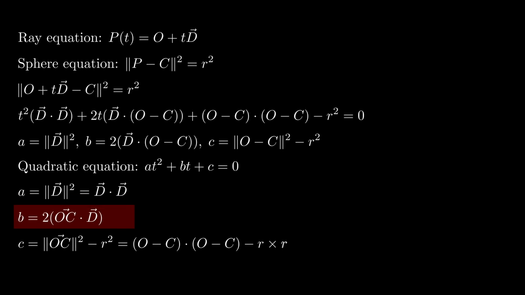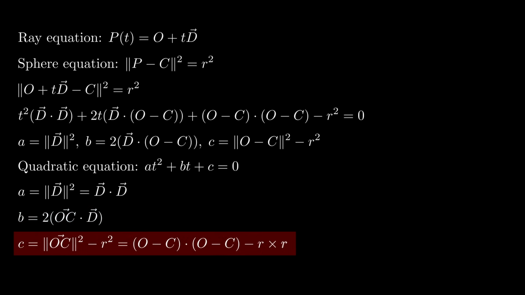It basically disappears. The b term is 2 times the dot product of the vector from origin to center and the direction. It represents how aligned our ray is with the vector pointing to the sphere. The c term is the vector from origin to center, squared, minus the radius squared. This term tells us about our starting position. If this is positive, we are outside the sphere. If negative, we are inside it.